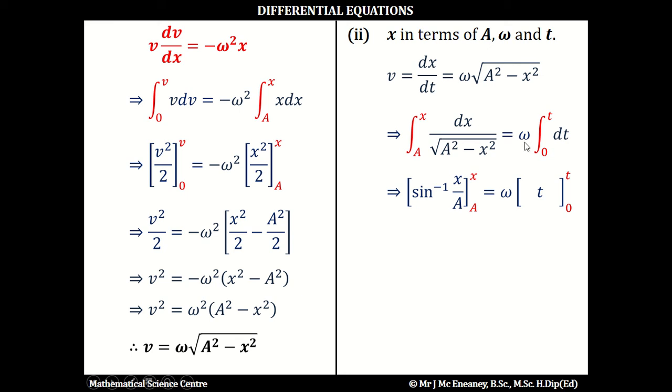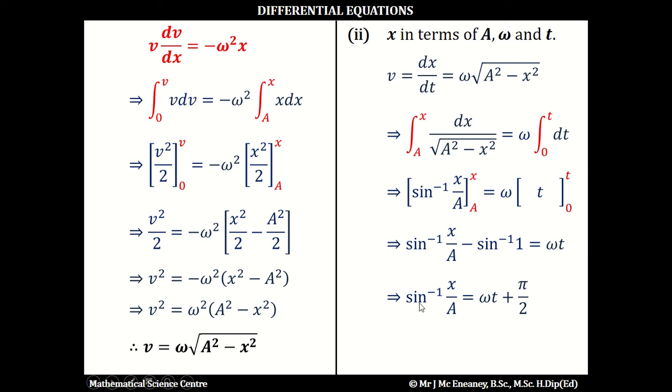On the right hand side, if you integrate omega times dt, this just gives omega, and then we've got t. And the limits, time goes from 0 to t, and again the displacement goes from a up to x. If you substitute in x, first of all, you get inverse sine of x over a. Then substituting in a, that's going to be minus inverse sine of a over a, which is just inverse sine of 1. And then on the right hand side, we're just going to get omega times t. Now inverse sine of 1 is pi over 2.